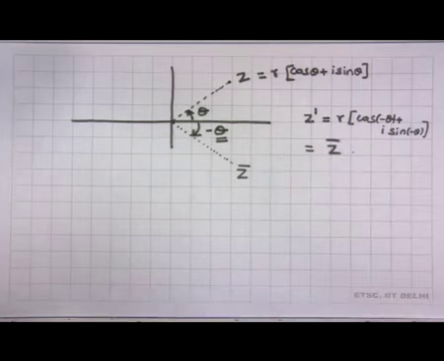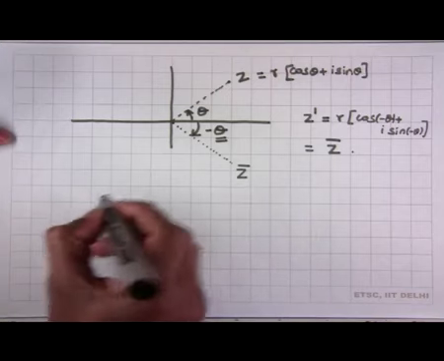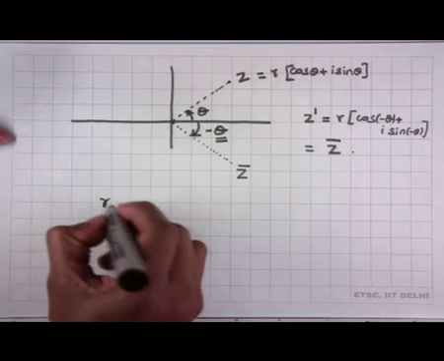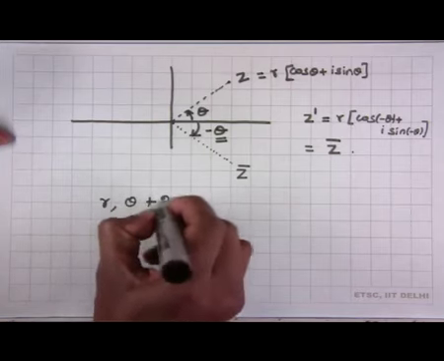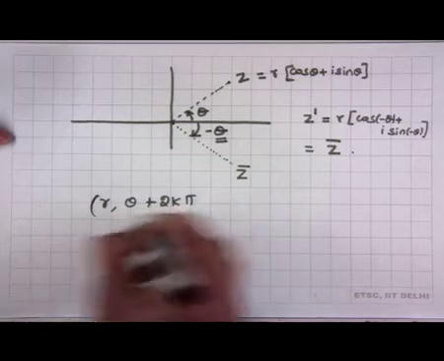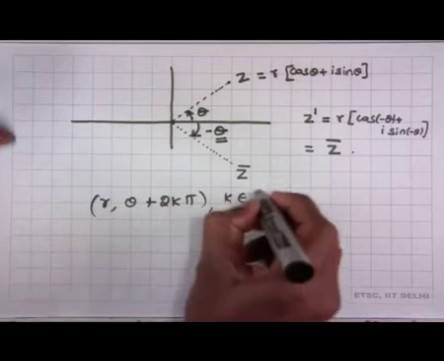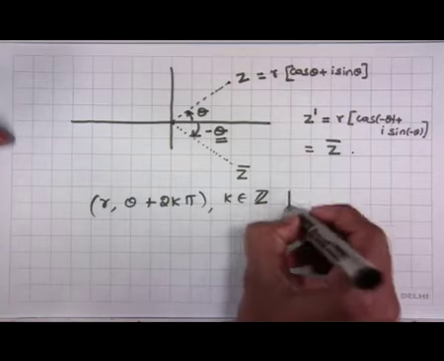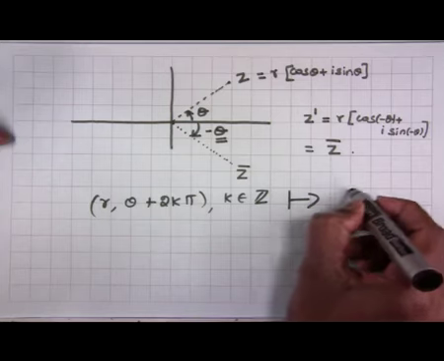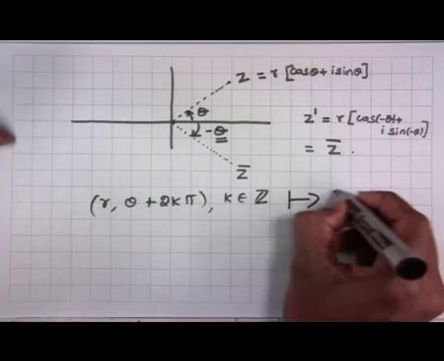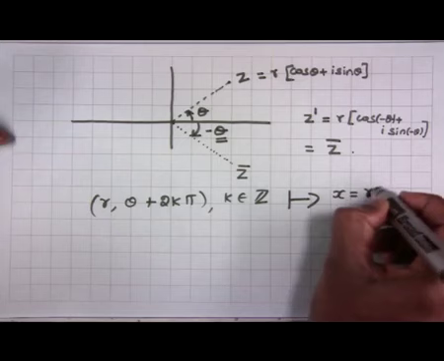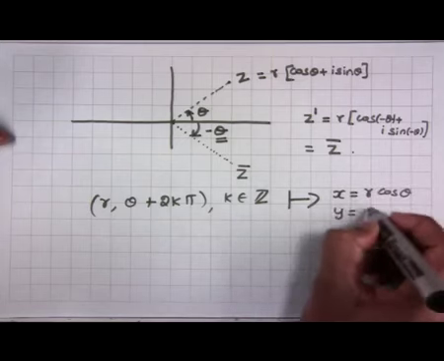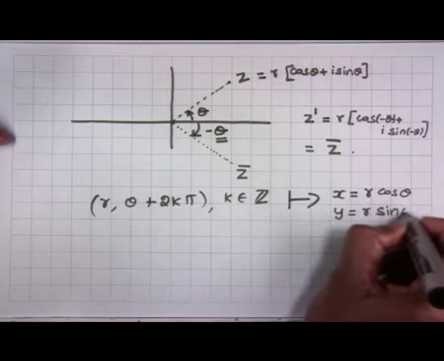Then immediately we observe that this is nothing but z bar. So, this explains the meaning of taking (r, theta plus 2k pi) with k varying over the integers, even the negative numbers. We see that it maps to one number in the Cartesian coordinate system, which is x as r cos theta and y as r sin theta.